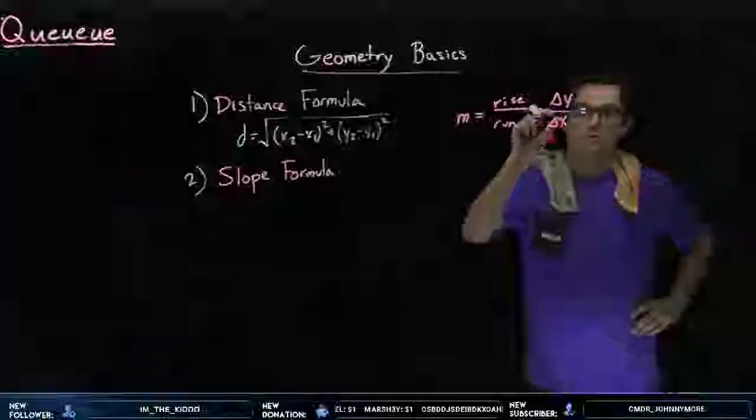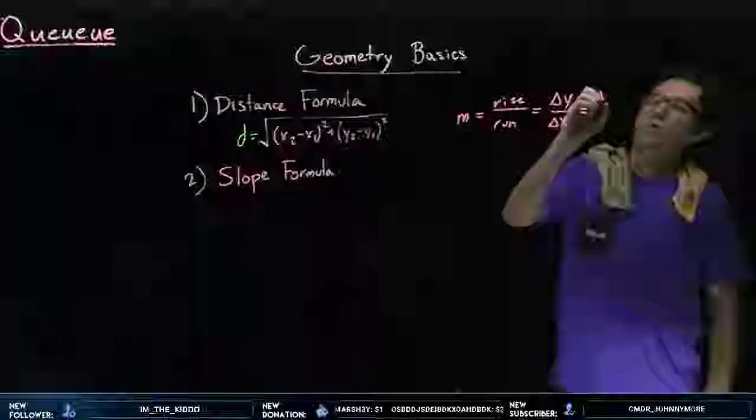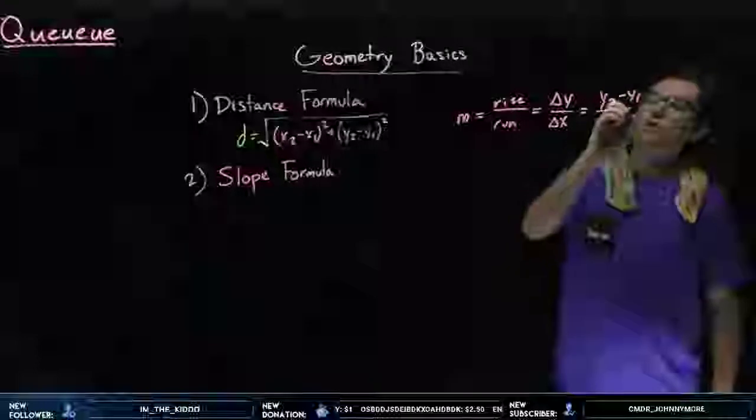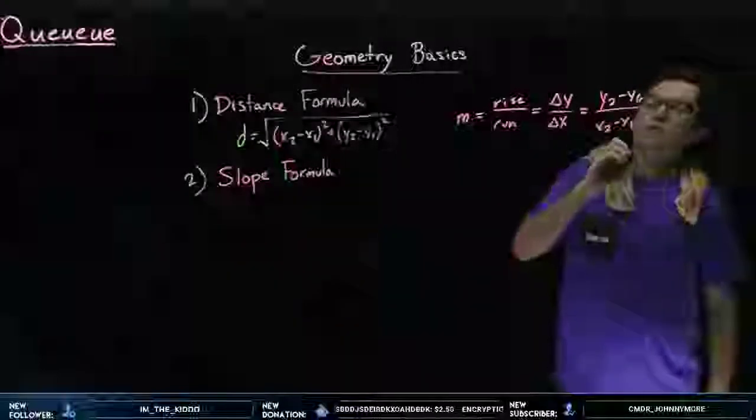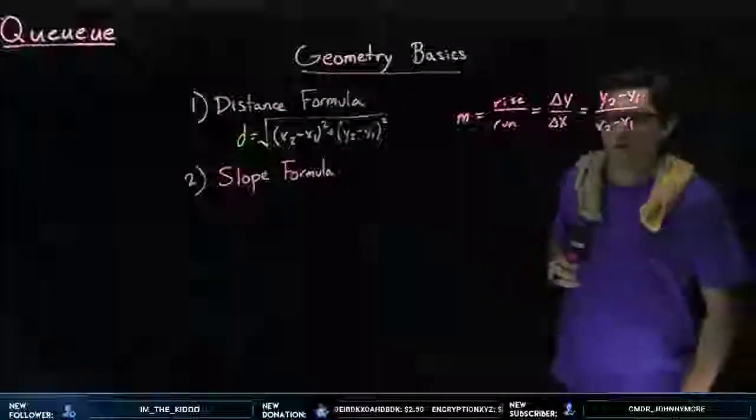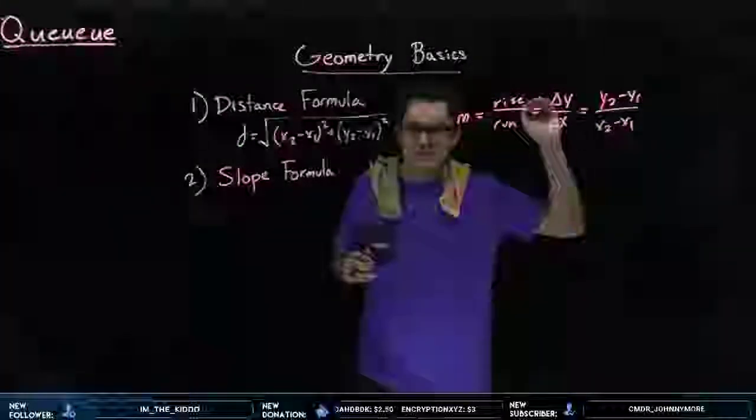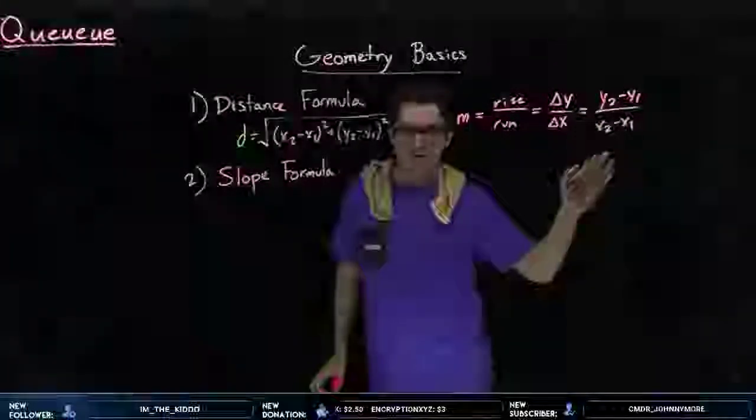Or think about what we replace these with in the distance formula. y2 minus y1 over x2 minus x1. That is the slope formula. Okay? Things to remember. Y's are on top. X's are on bottom. That is so crucial.